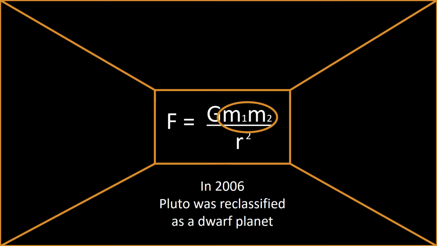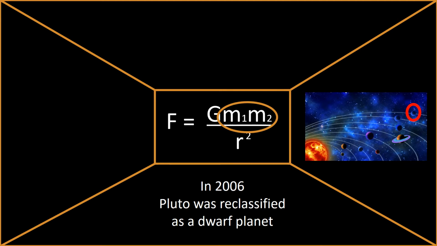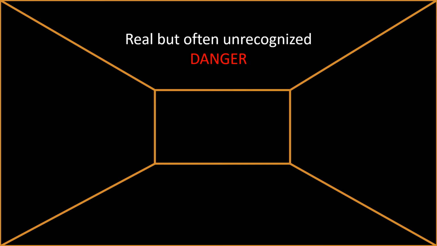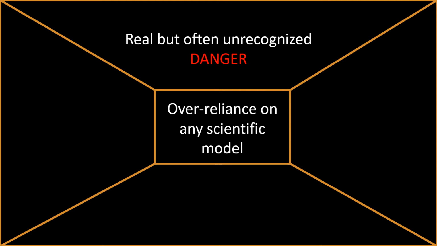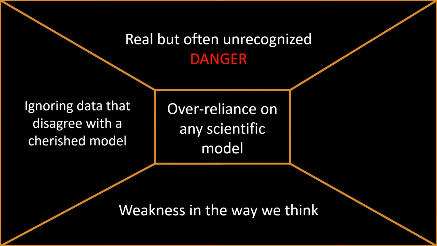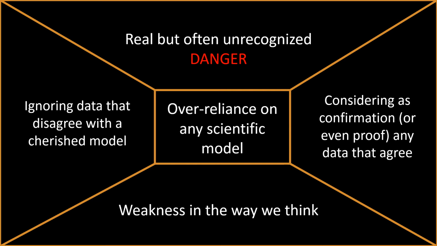In this case, the past success of a theory, coupled with erroneous data, led to an incorrect interpretation and a discovery hailed as further confirmation of the theory, but which turned out to be only wishful thinking. This is a real but often unrecognized danger of over-reliance on any given scientific model, and a weakness of the way humans think, too often ignoring any data seeming to disagree with a cherished model, while considering as confirmation or even proof any data that seem to agree.